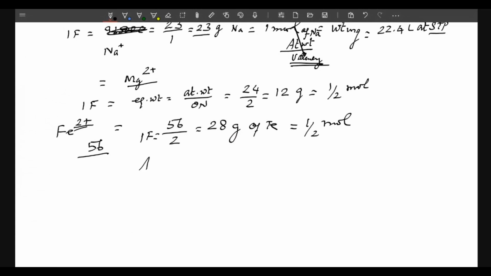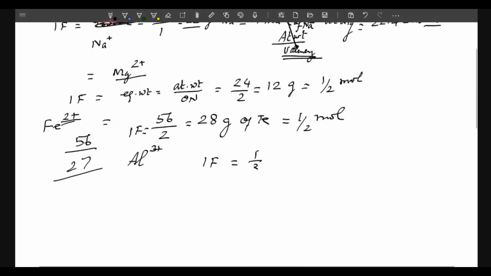Now let us assume aluminium. Aluminium charge is 3 plus. Its atomic weight is 27. Therefore, 1 Faraday of electricity would deposit how many moles of aluminium? That is 1 by 3 moles of aluminium. How much weight? The 27 for 1 mole divided by 3 equal to 9 gram would be deposited.